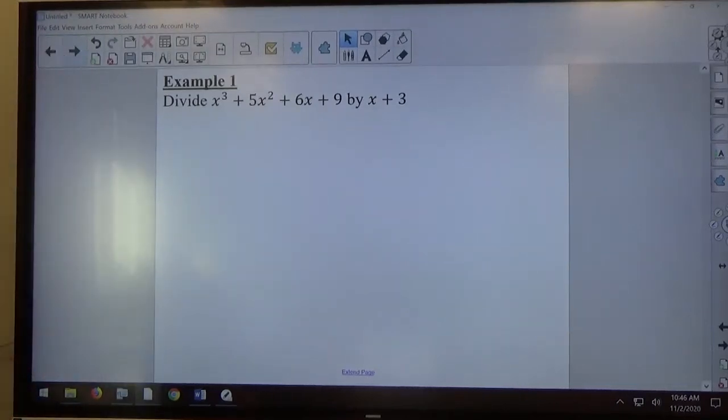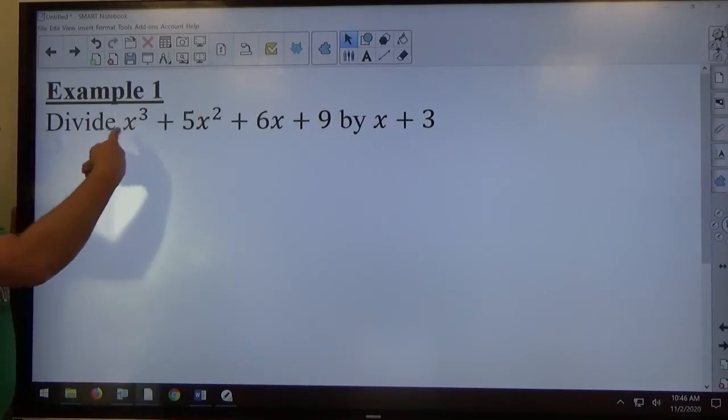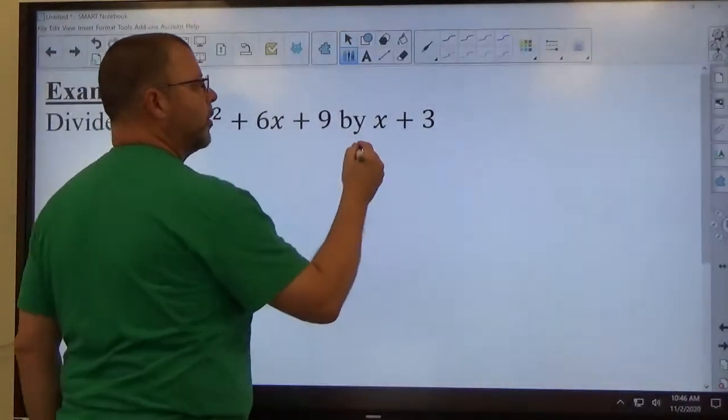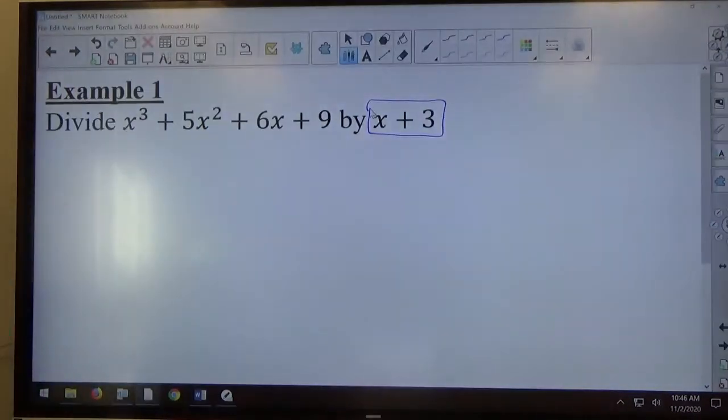Alright, so today we're going to be dividing polynomials by polynomials, and we're going to start off with a basic one, which is just, in this case, a cubic polynomial by a binomial. This is our typical starting point on this long division idea. We're going to be dividing by x plus or minus some number. Those are the easiest ones to do.